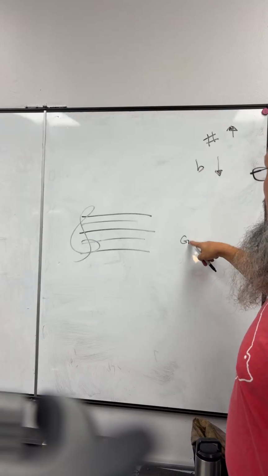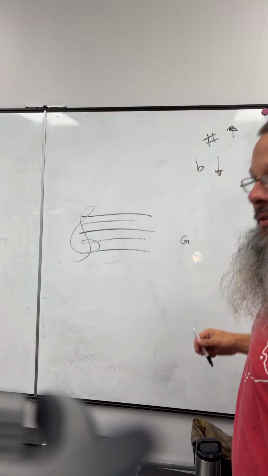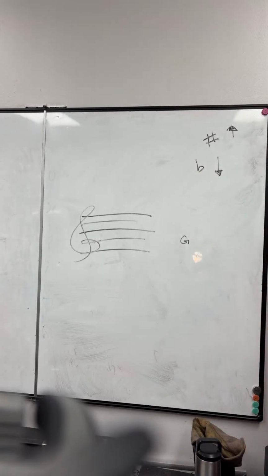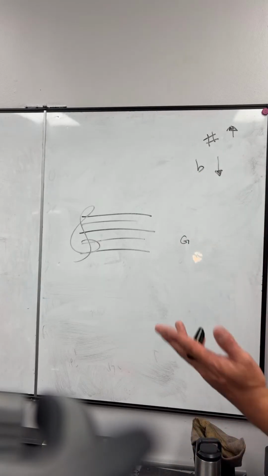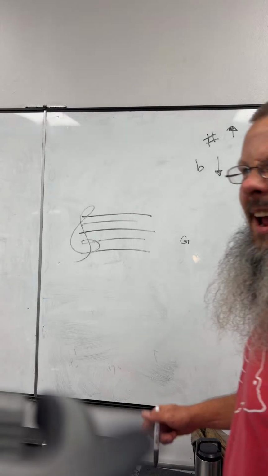So, or it goes up in pitch. Here's a G. If I went flat, G flat. Does that make sense? So if I'm falling flatly, we're descending down.